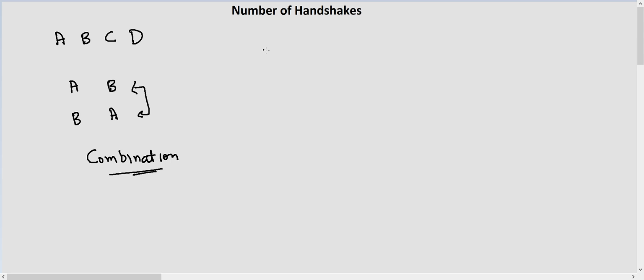We have to make these 4 people into combinations of 2, and we have to look at how many combinations we can make. So basically the answer to this problem is 4C2, right? So how do you calculate that? That is 4 times 3 divided by 2 times 1. So 12 divided by 2, that is 6. So we will have 6 handshakes, right?